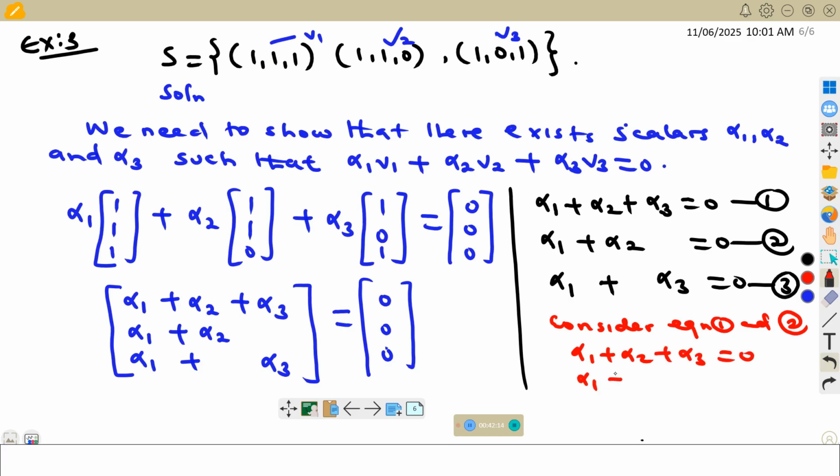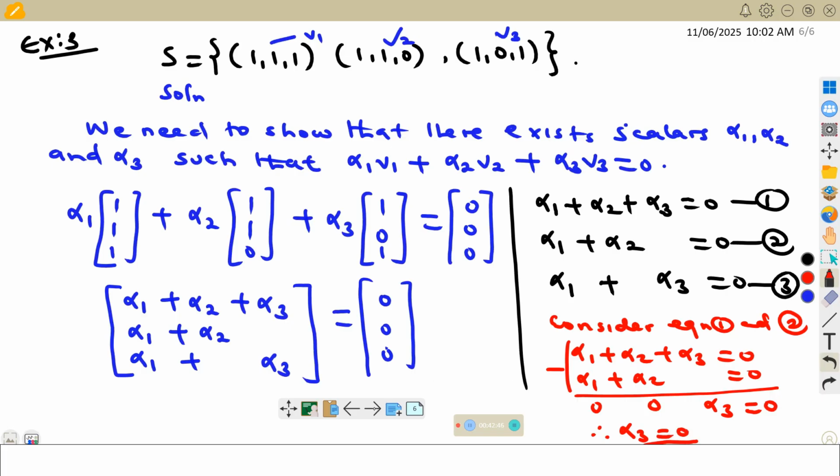Then alpha 1 plus alpha 2, this is also 0. So I will eliminate alpha 2. To eliminate alpha 2, you actually also eliminate alpha 1. So this is 0. This is also 0. So you remain with alpha 3, which is equal to 0. That is what we shall remain with. So clearly, we have alpha 3 equal to 0.